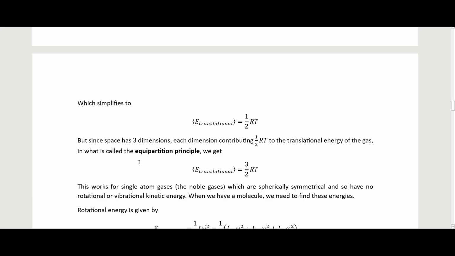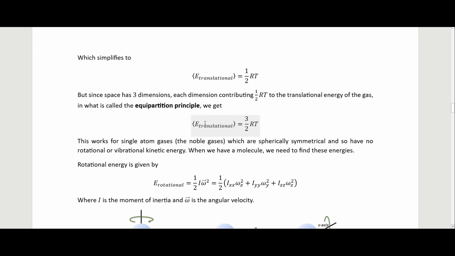And this is what's known as the equipartition principle. So essentially we're partitioning up space into its 3 dimensions, and so we get that the average translational energy is equal to this 3/2 RT. This works for single atom gases such as the noble gases, which are spherically symmetrical, and so they have no rotational or vibrational kinetic energy.